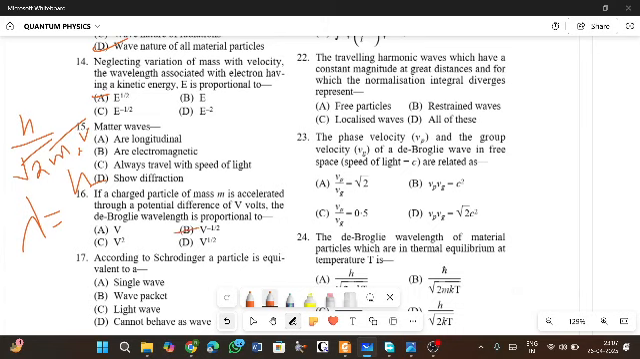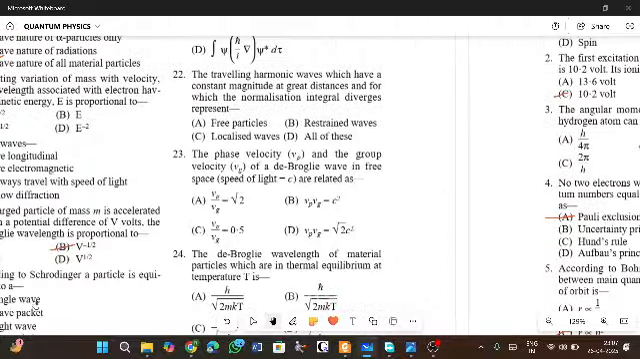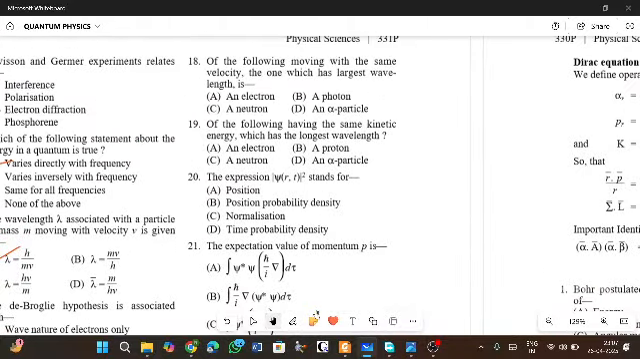According to Schrodinger, a particle is equivalent to a wave packet. Then question 18: of the following moving with the same velocity, the one which has the largest wavelength is an electron. For 18 and 19, the answer is an electron. Try to comment the answer on why it is an electron. What fixes the longest wavelength, whether it is mass or velocity? Please try to comment the answer in the comment box.